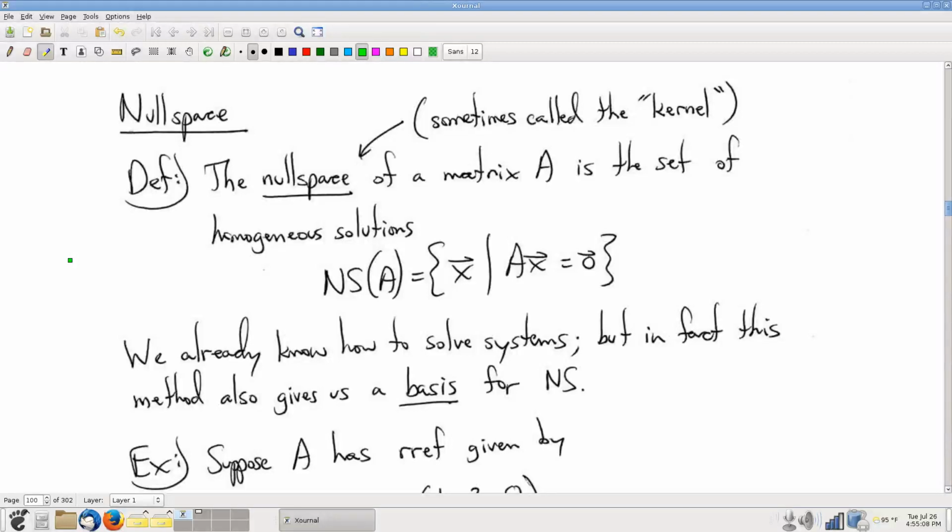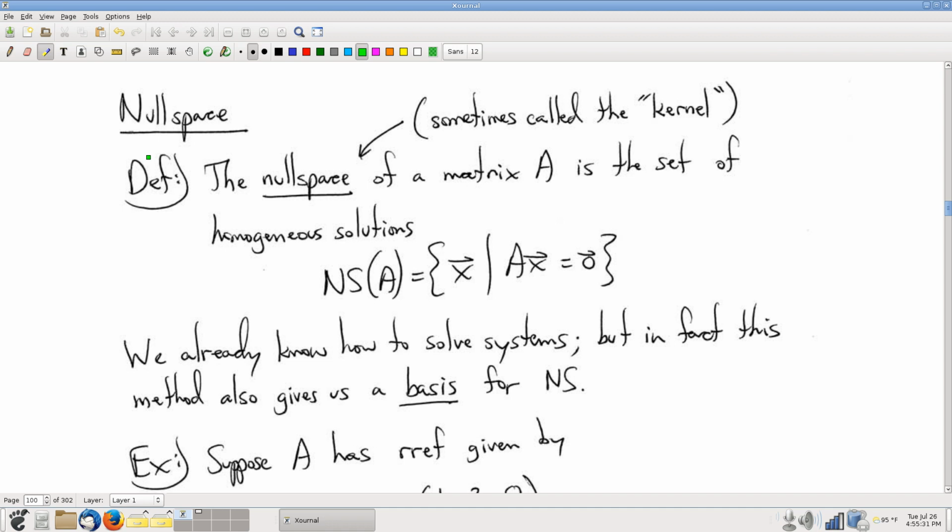So now that we have the idea of dimension to work with, we're going to consider certain vector spaces that we associate to a matrix. There are three of these vector spaces that we're going to discuss. The first one is called the null space. And for each one of these three vector spaces, we're going to be able to not only define what the vector space is, but also compute the dimension.